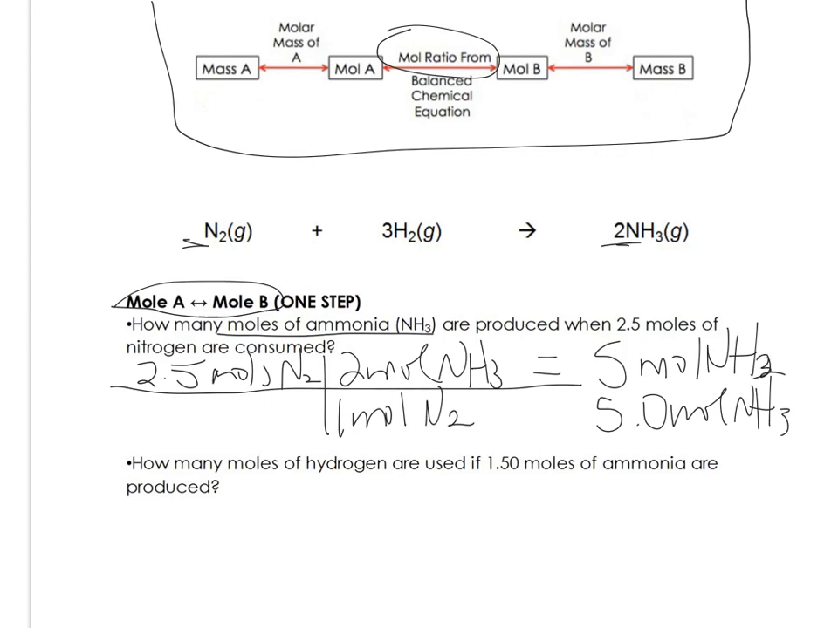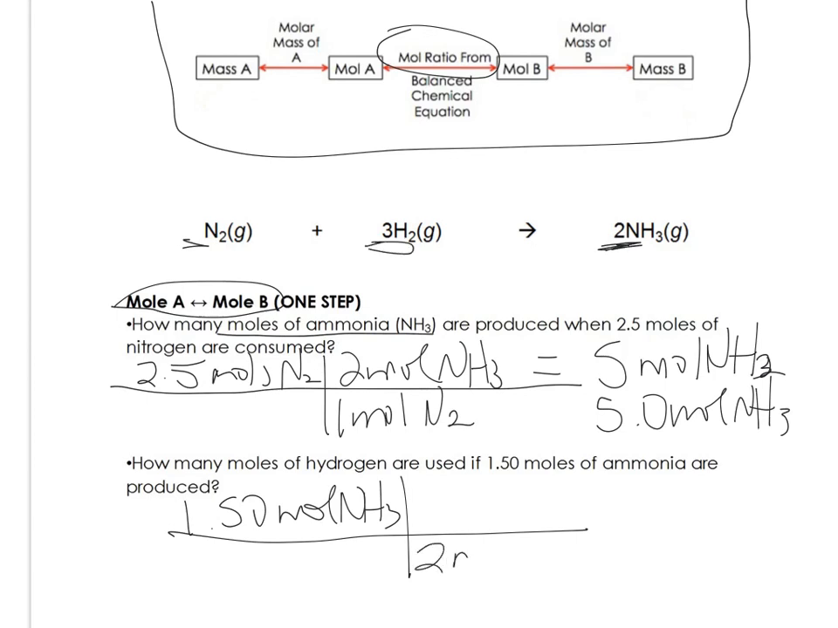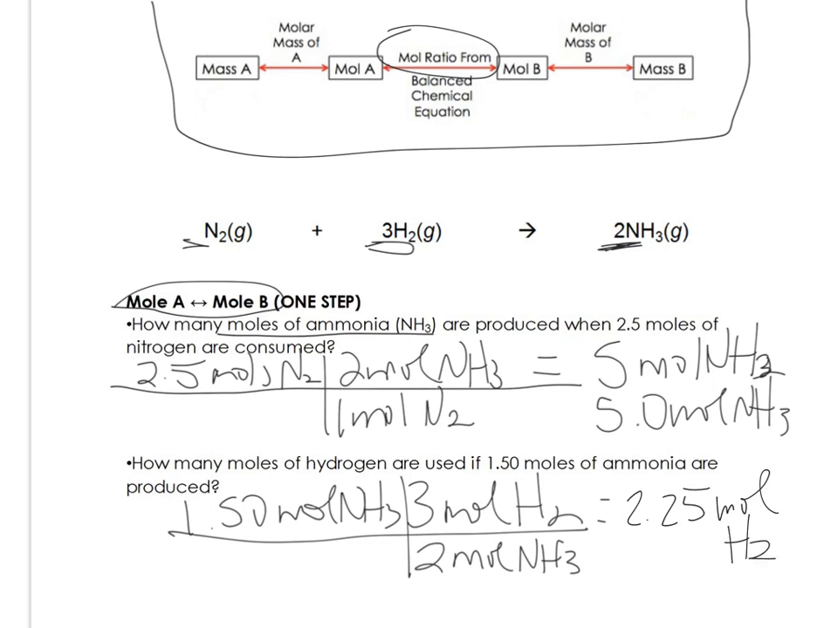Okay. How many moles of hydrogen are used if 1.5 moles of ammonia are produced? So again, start with what they give you, 1.50 moles of ammonia. And from my equation, I know if I have 2 moles of ammonia, I've used 3 moles of hydrogen gas. So 2 moles of ammonia, 3 moles of hydrogen gas. So 1.5 times 3 divided by 2, that is 2.25 moles of hydrogen gas.